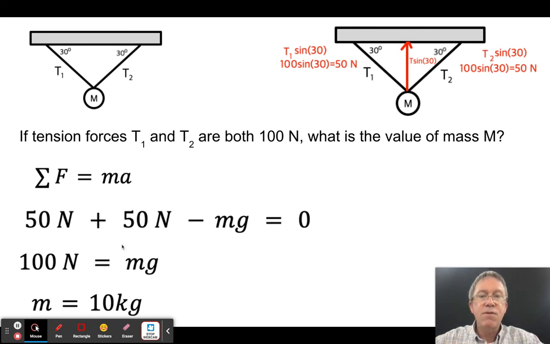I can move this one over here and just call it mg. I know that g is 10, so if I divide this side by 10, I can see that m equals 10 kilograms. So the trick here is to know that the component that was upwards was the sine of this one because it was opposite from this angle, and also that I had two of them, so they summed together. All right, but we don't always have two of them.